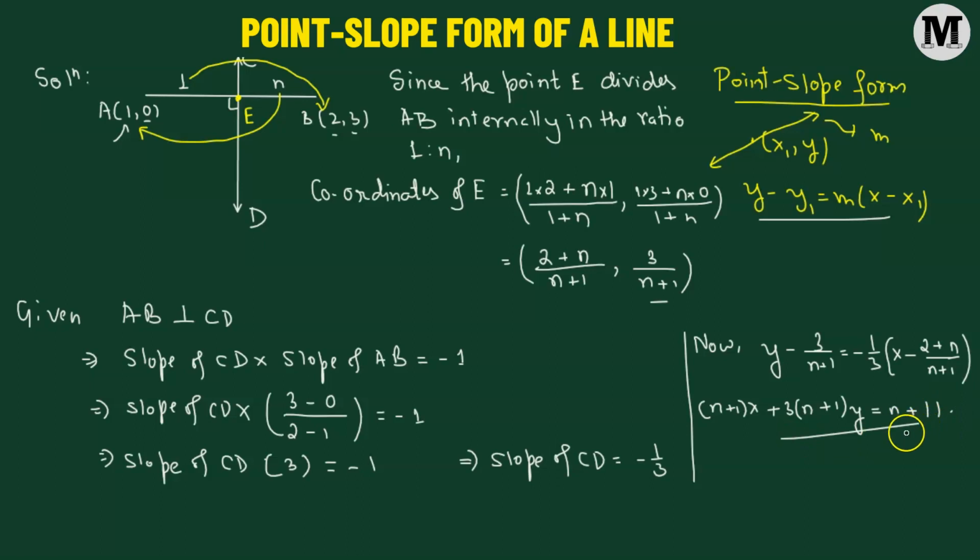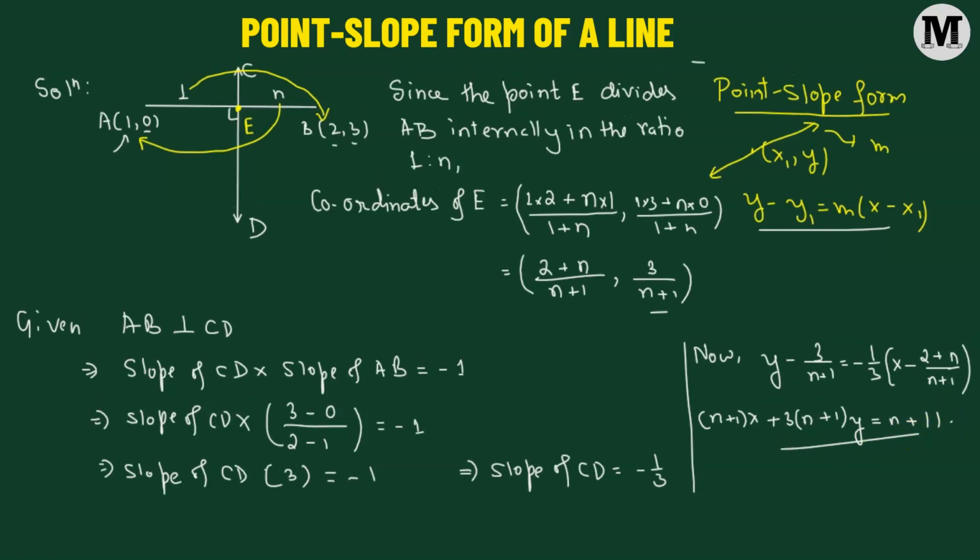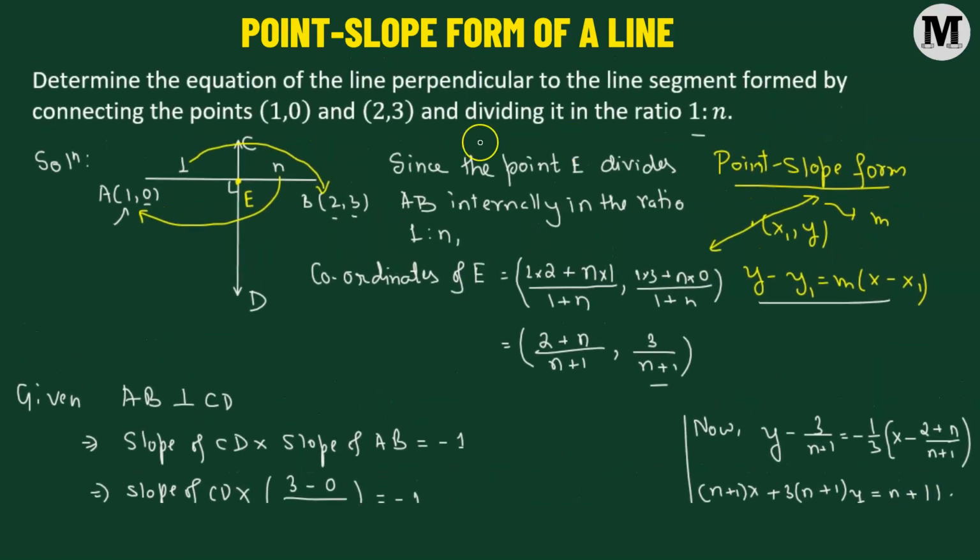So this is going to be the required equation of the line CD, where CD is going to be perpendicular to AB. AB is formed by joining the point A and point B, whose coordinates are given to us, and CD divides AB into ratio 1:n.